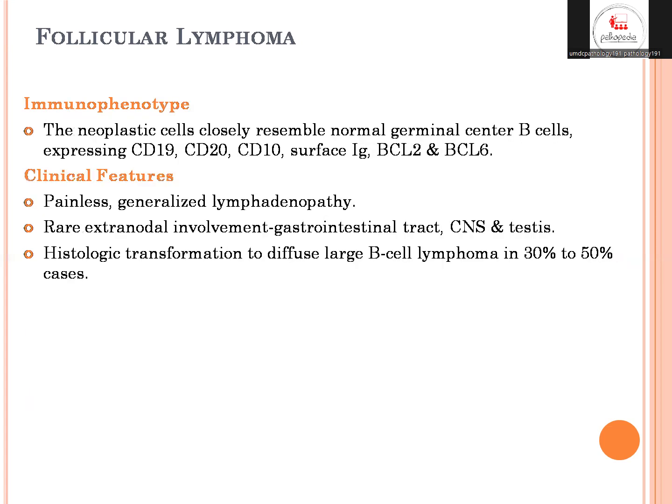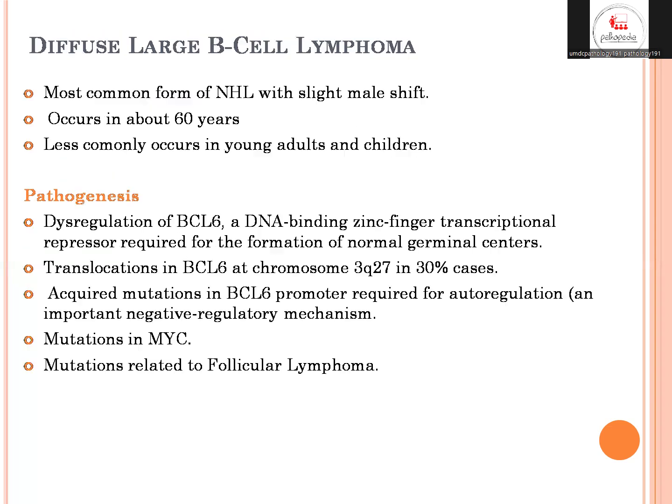On IHC, they show features of normal germinal center B cells, expressing CD19, CD20, CD10, surface immunoglobulin, BCL2, and BCL6. Clinically, they appear with painless, generalized lymphadenopathy, and rare extranodal involvement of the gastrointestinal tract, CNS, and testes. Histological transformation to diffuse large B cell lymphoma occurs in 30 to 50% of cases.